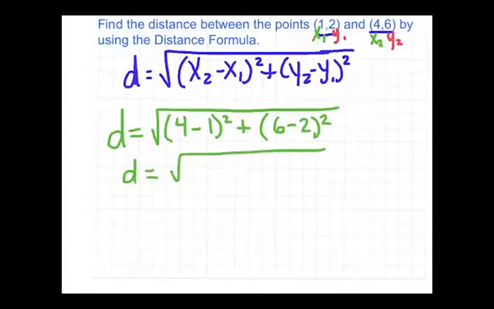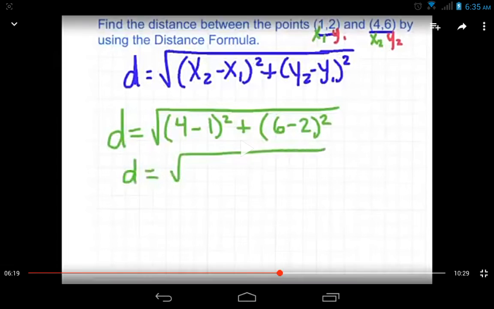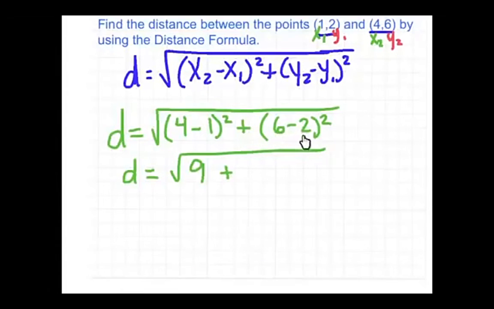Now, before the next part is shown, 4 minus 1 is 3, and 3 squared is 9. 6 minus 2 is 4, squared is 16. As you see, 9, and then we have 16. And then we add these.